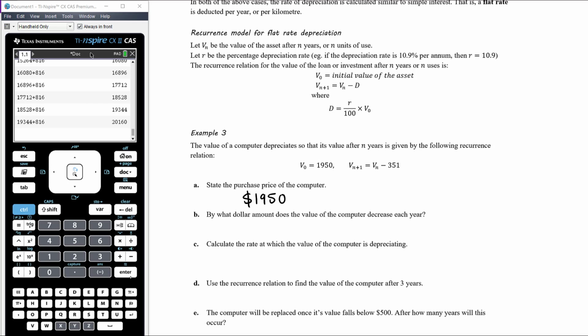By what dollar amount does the value of the computer decrease every year? The recurrence relation tells me it goes down by $351 every year.